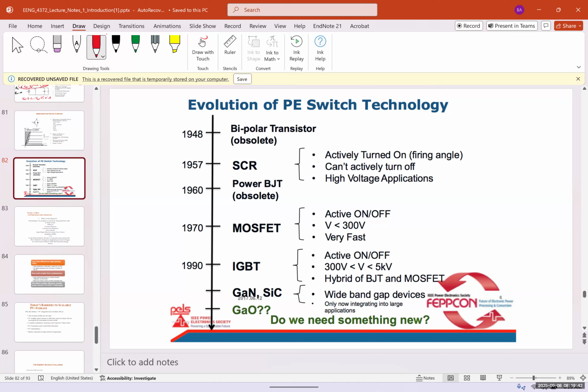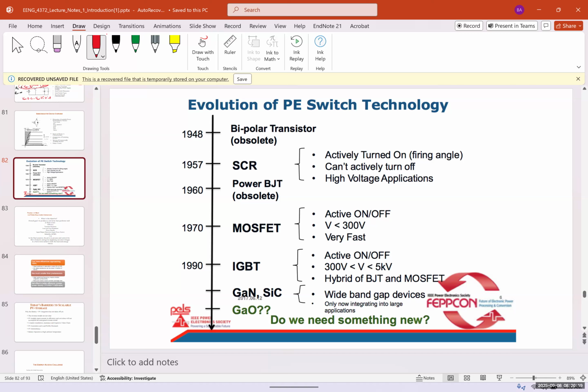The first devices that came out were the bipolar transistors, or BJT. They're still in use, and there are new generations of them. They have a lot of benefits. And then we had the SCR. They are actively turned on. They have a firing angle, and I'll explain what a firing angle means. But the problem is they can't be actively turned off, and they are used in higher voltage applications.